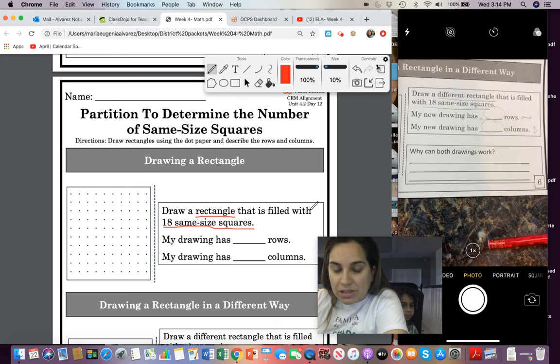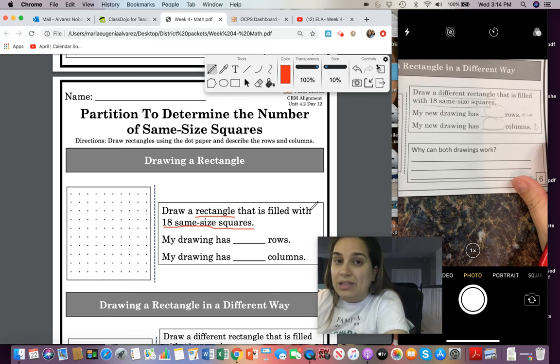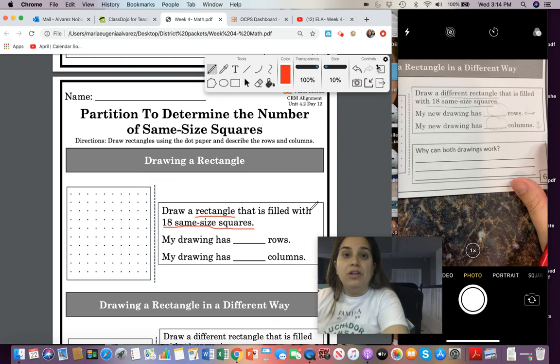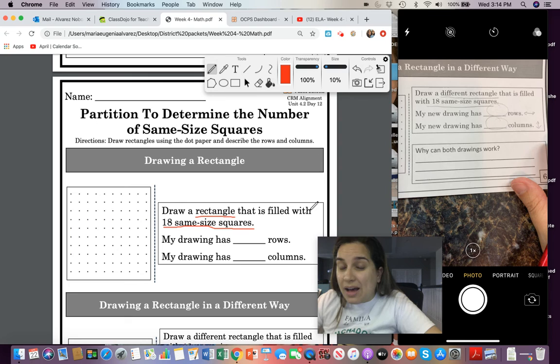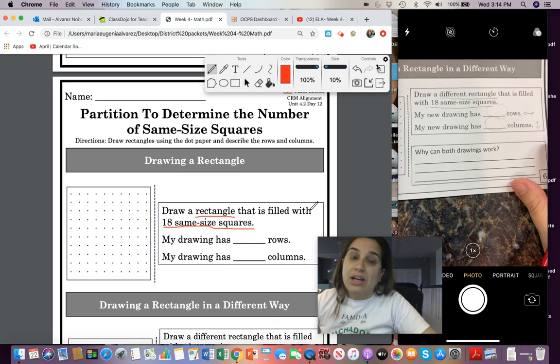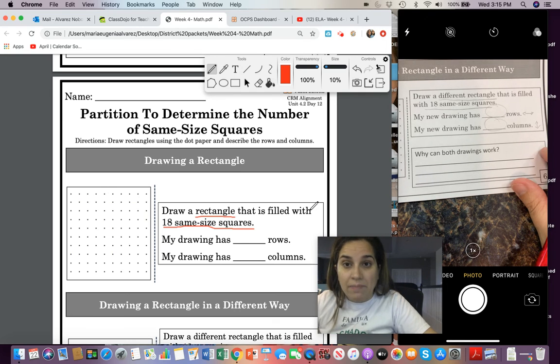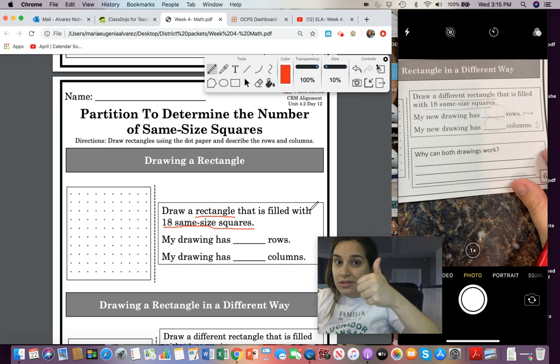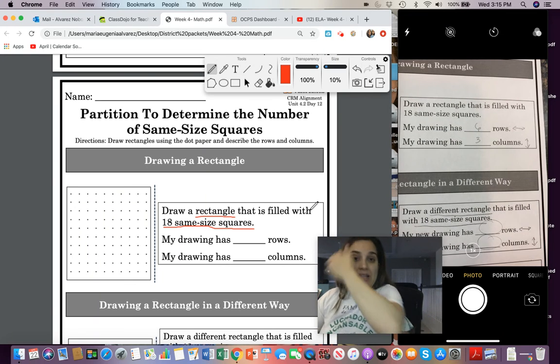All right? Because remember, a shape doesn't have to be one single way. It can be drawn in many different ways as long as rectangles have two long sides and two shorter sides. The two long sides are the same size and the two shorter sides are also the same length. Okay? So make sure that it has four corners, four sides. You got it?